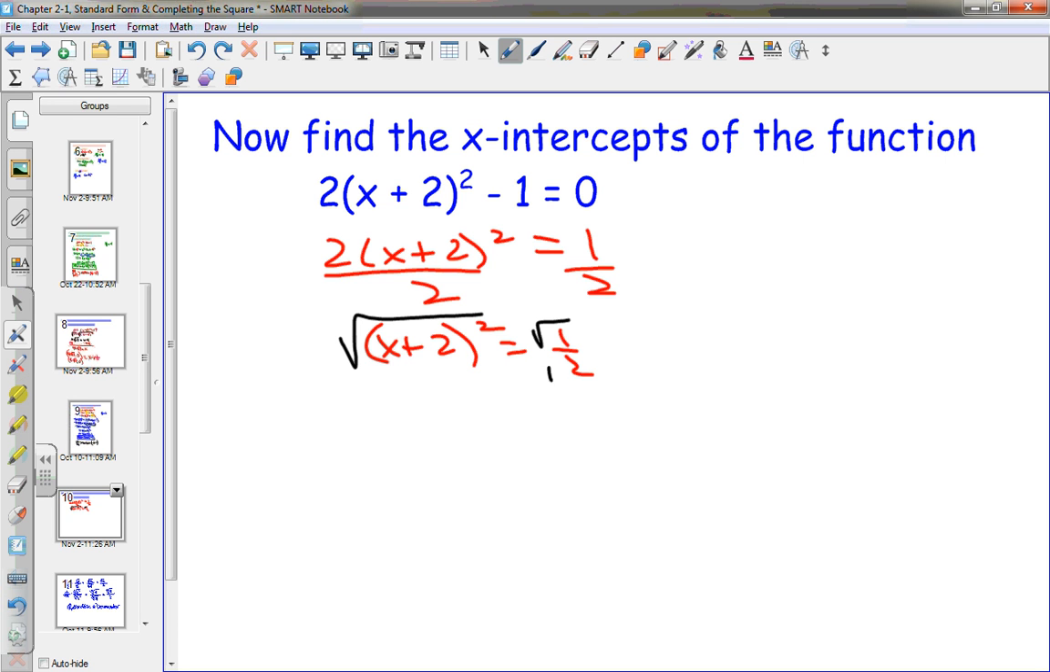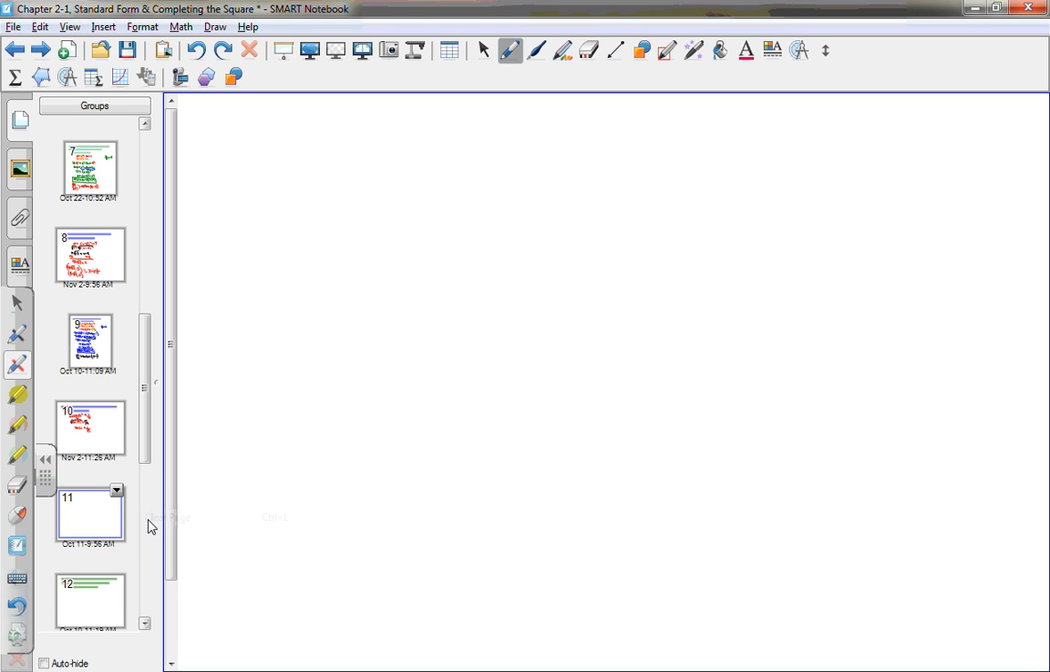I'm going to take the square root of the top and the bottom of that fraction, right? What's the square root of 1? 1. What's the square root of 2? A nasty number. So I have x plus 2 is equal to plus or minus 1 over the square root of 2. Now let's see if we can jog your memory. How do we rationalize the denominator?